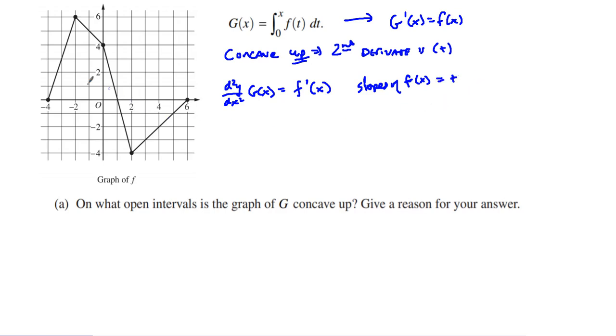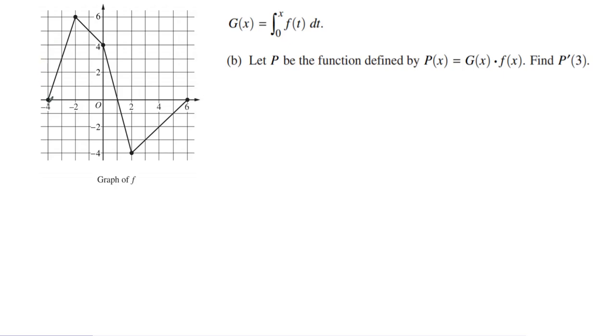So we're looking at where the slopes of this graph of f of x are going to be positive. And you can see I have a positive slope right there. I have a positive slope right there. So that is from the interval of -4 all the way to -2, and the interval from 2 all the way to 6. Those intervals are going to be positive. That's when we are concave up, and your answer comes from the second derivative test and knowing how to use the fundamental theorem of calculus. Now we get to part B.